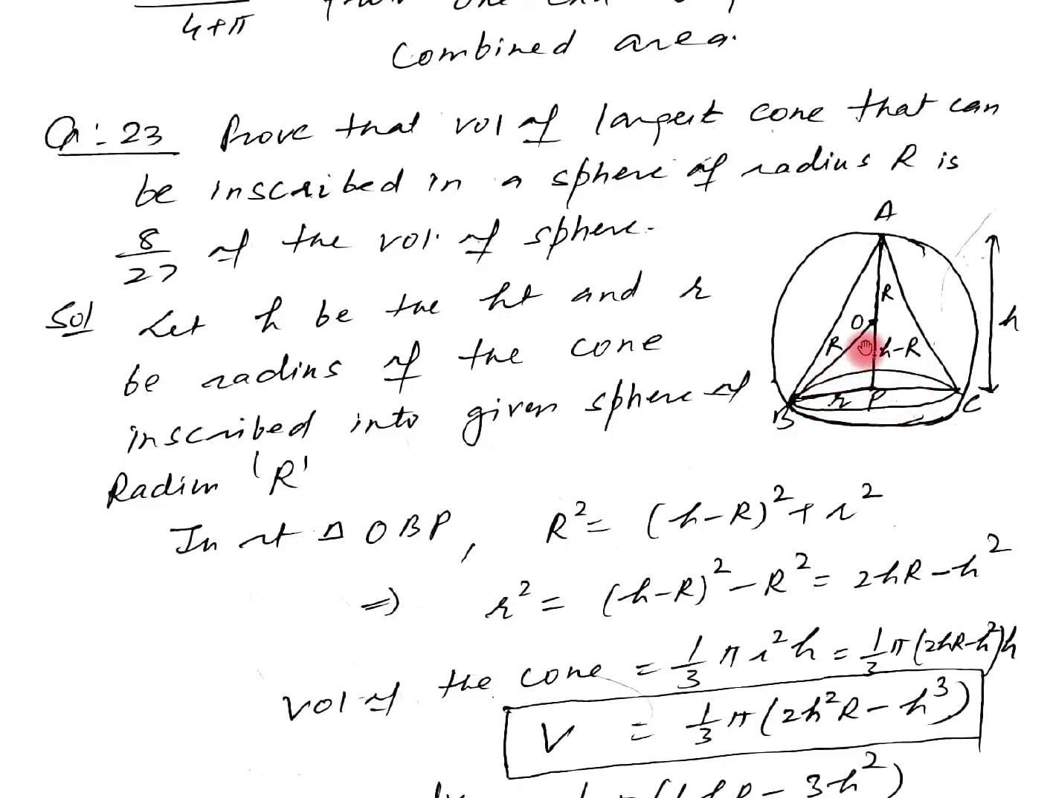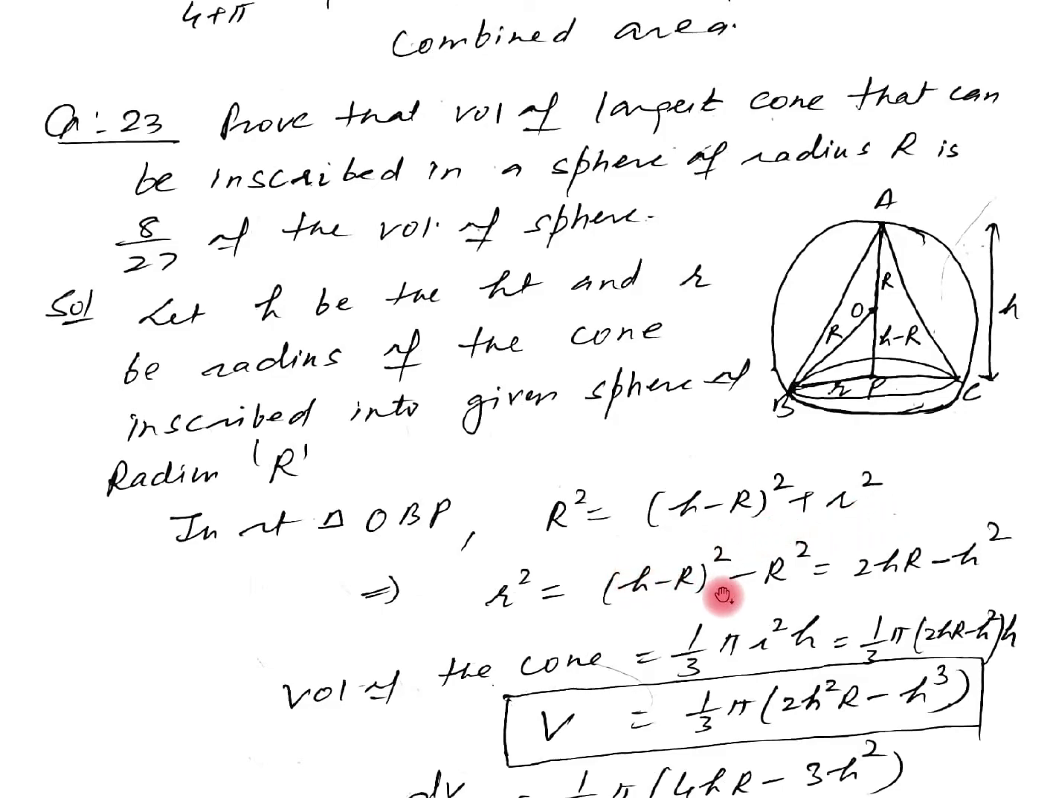Now we can apply the Pythagoras theorem in this right angle. We can write in the right triangle OBP, r square equal to this square plus this square. So with the help of this, we are getting the value of r square here.